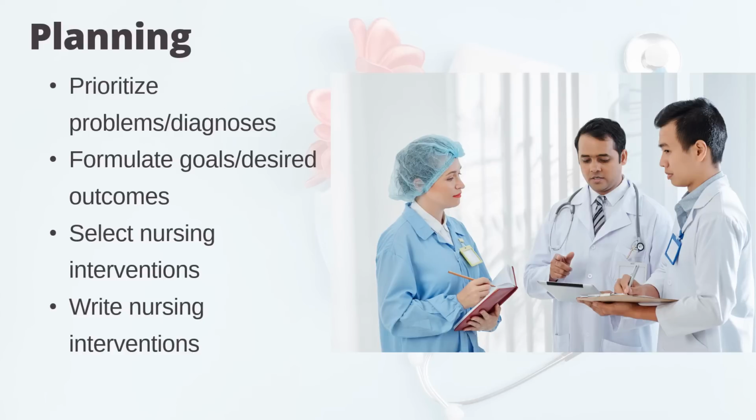The third phase in the nursing process is planning. Okay, so after we had organized our data, after we identified the problems, now we have to prioritize the problems or the nursing diagnosis. Most of our clients will have more than one nursing problem or nursing diagnosis. So we have to prioritize which one we should address first. And so how to prioritize will be discussed in your fundamentals of nursing, as well as formulate goals or desired outcomes. What do we want to happen, or what does the client want to happen?